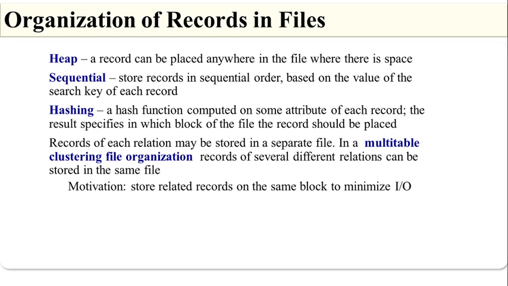Sequential stores records in a sequential order based on the value of each type of record. Hashing: a hash function is computed on some attributes of each record. The result specifies in which block of the file the record should be placed. Records for each relation may be stored in a separate file. In a multitable clustering file organization, records of several different relations can be stored in the same file. Its motivation is to store related records on the same block to minimize I/O.